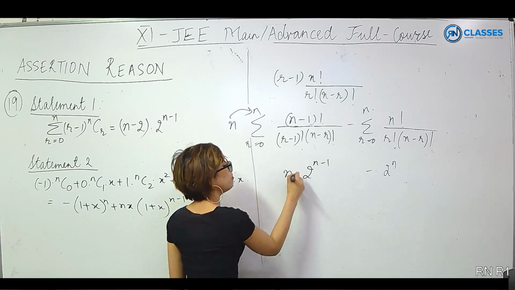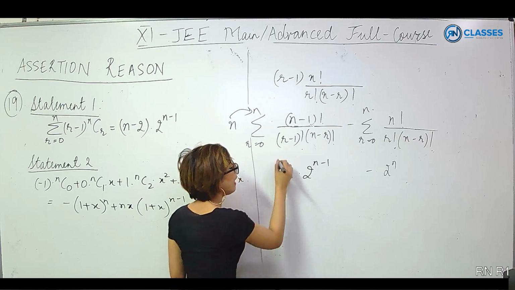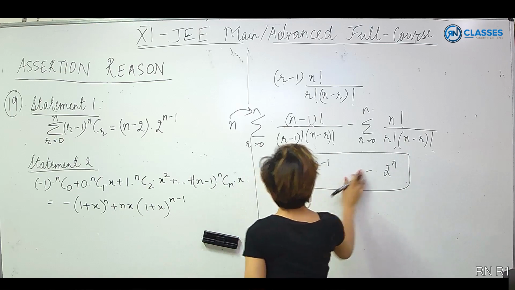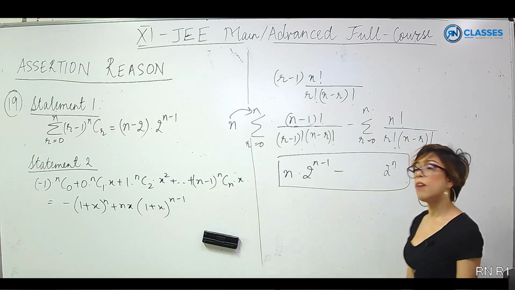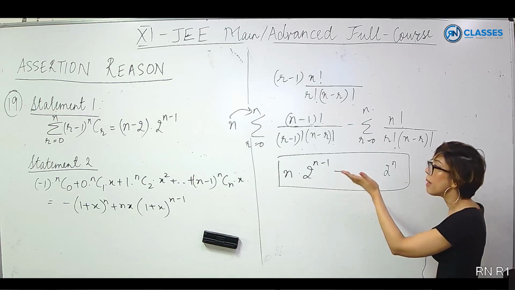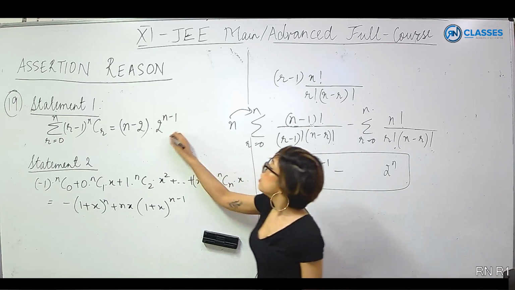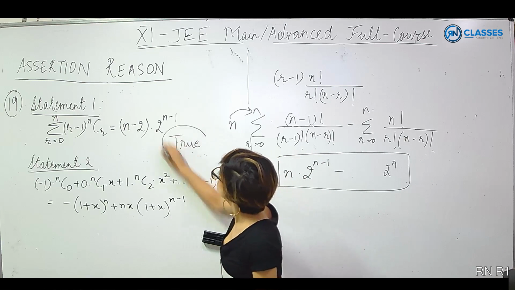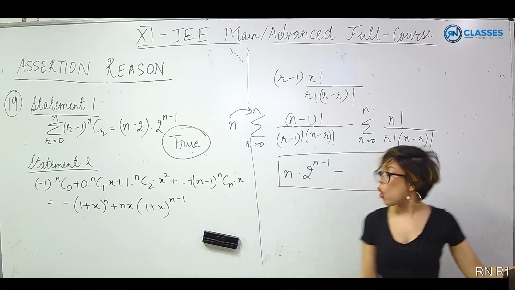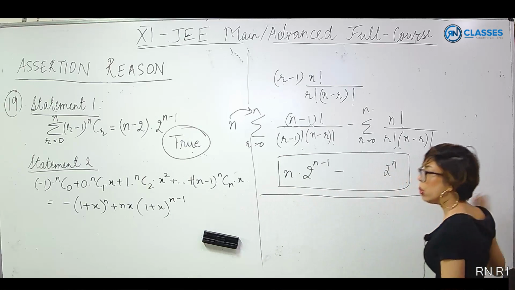And here n is n. Right? This is the sum. Let me see whether this is equal to the right hand side or not. Of course it is. You can take 2 raised to n minus 1 common and you'll get this. So this is true. Right? Let me talk about statement 2.